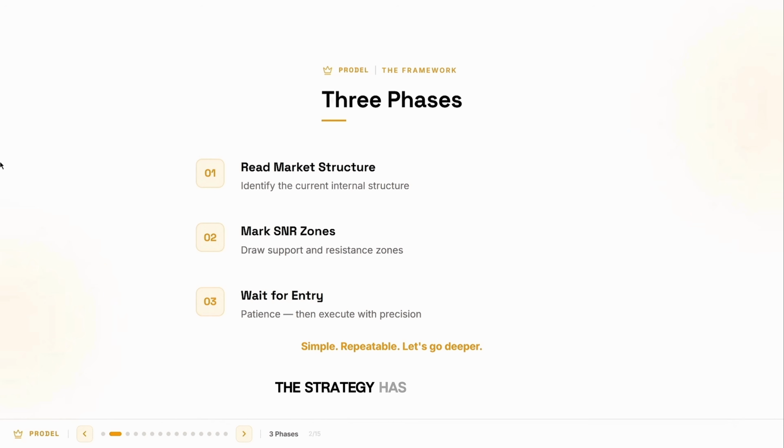The strategy has three phases. Phase 1, read the market structure. Phase 2, mark your SNR zone. And phase 3, wait for your entry setup. Simple, repeatable. Let's go deeper.